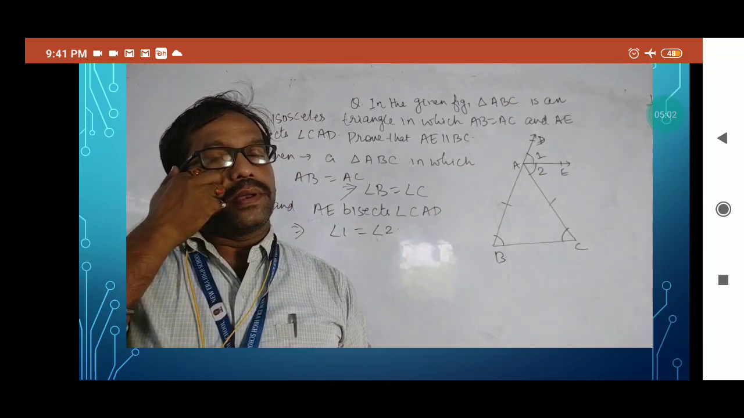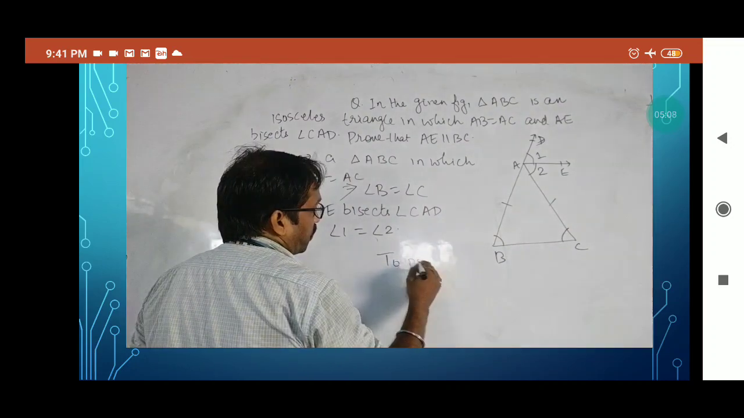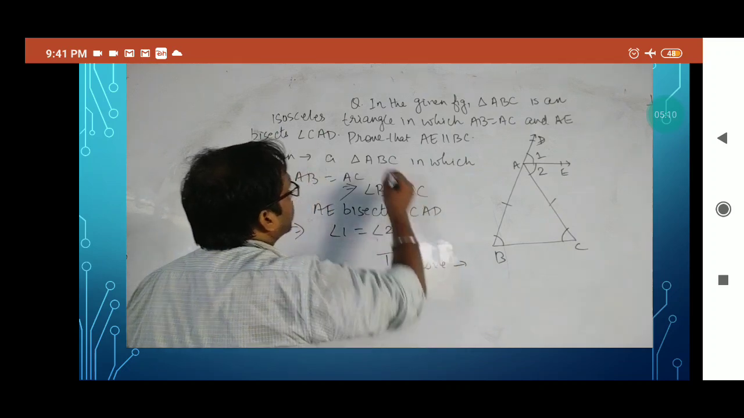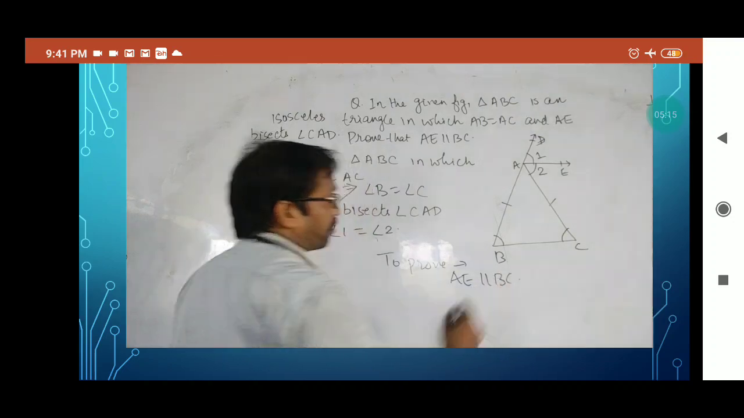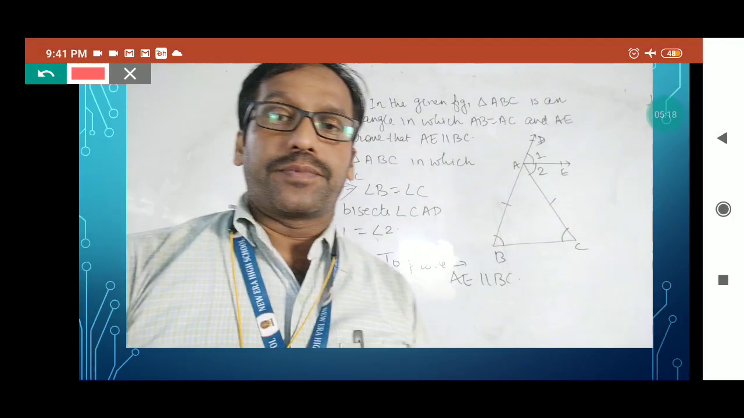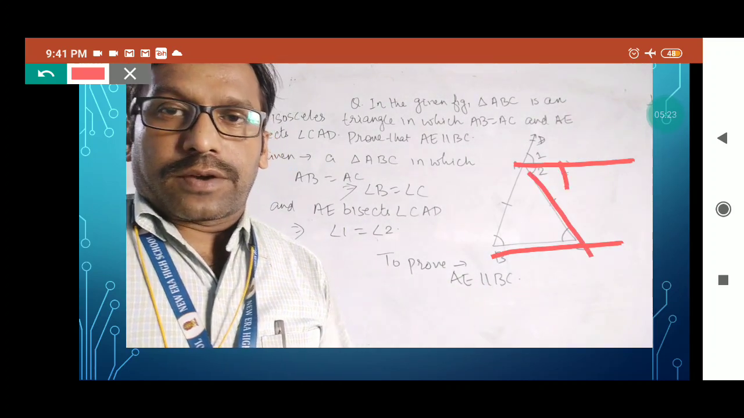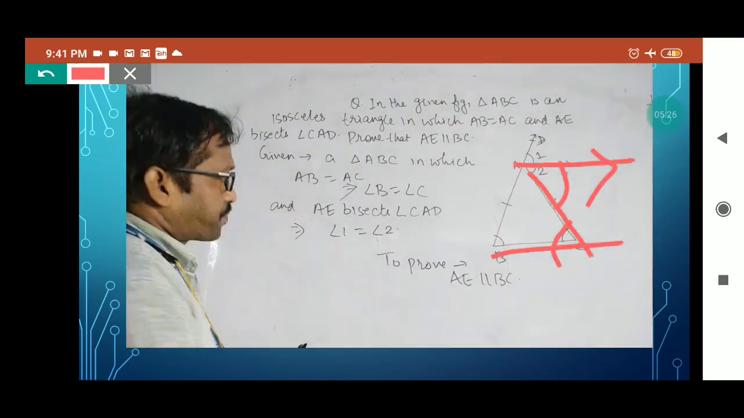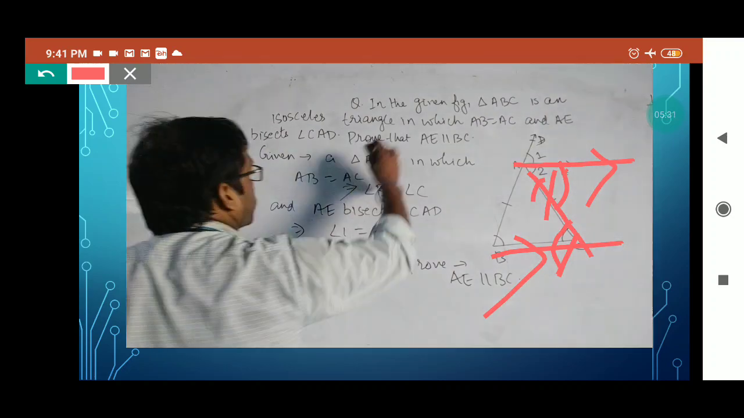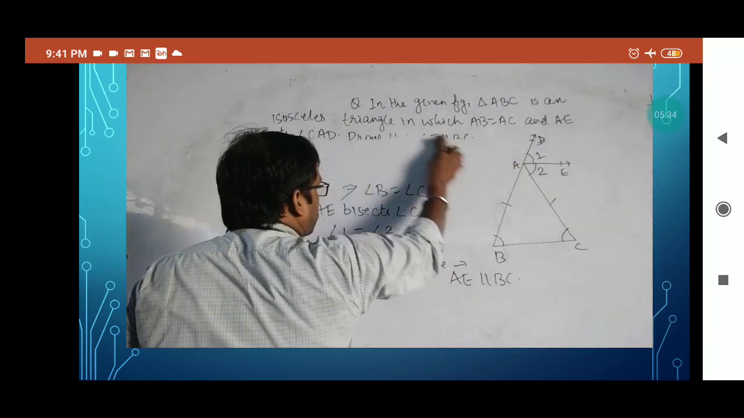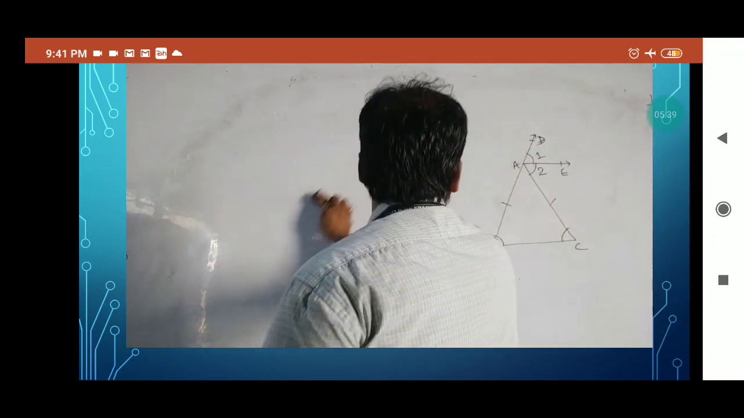Then what do we have to prove? We have to prove that this bisector AE is parallel to BC. That means this line is parallel to this line. How can it be parallel? If we can prove that these angles are equal, then these lines are automatically parallel. Why? Because these are alternate interior angles, and this should be the concept also. So here I'm just going to solve it.